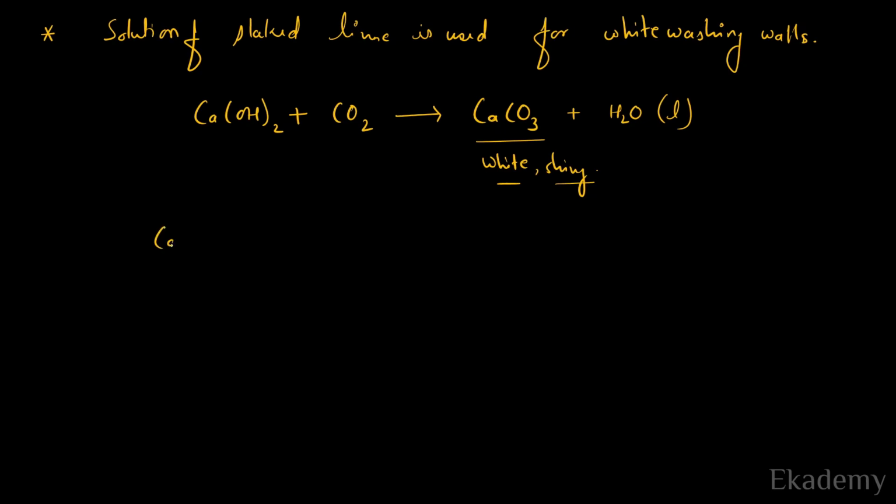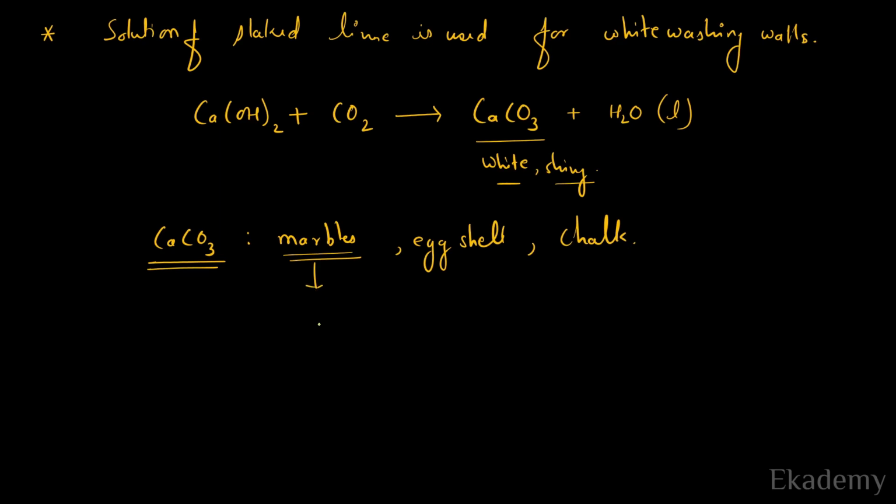Calcium carbonate is the substance with which marbles are made up of. Marbles are basically calcium carbonate, and eggshell and chalk, they all are calcium carbonate. These marbles are also known as limestone. You must have heard of this name, limestone, made up of calcium carbonate. So this is important information that you should know for your competitive examination.